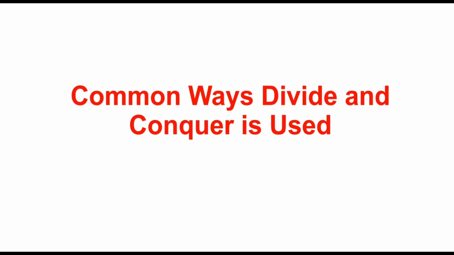Another one is quicksort. To sort an array of elements, choose a pivot element and partition the array into two subarrays: one with elements smaller than the pivot and the other with elements greater than the pivot. Next, conquer: recursively sort the two subarrays. Next, combine: no explicit combination step is needed since the array is sorted in place. That is how quicksort works.